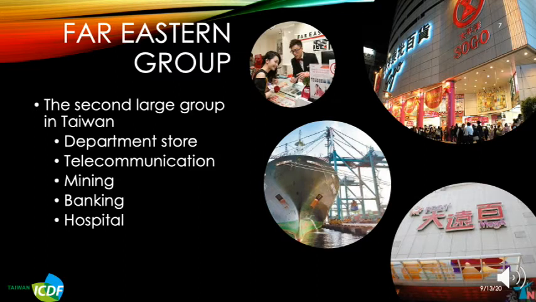Back to our group. We have many different businesses. In the upper right picture, you can see the picture is very bright with many lights. It's our department store. And then in the lower right, there's another type of department store, like a mall or a marketplace, but it also sells things like department stores. Taiwanese and Chinese people really like shopping.